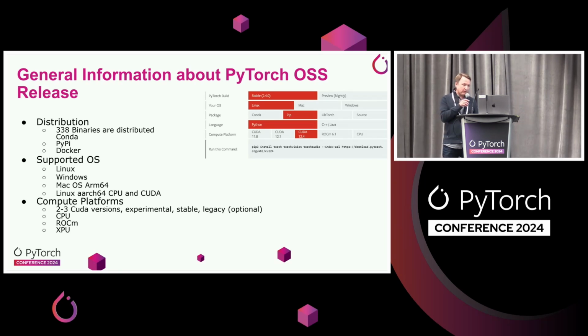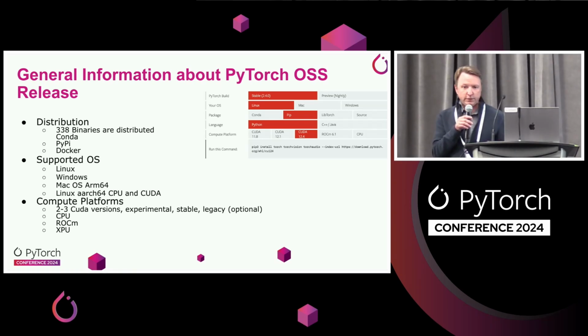So this is some general information about PyTorch OSS release. We distribute more than 300 binaries with each release on Conda, PyPI, and Docker. We support Linux, Windows, macOS on ARM64, and Linux x86 CPU and Linux x86 CUDA builds. And the compute platforms are CUDA, usually 2 or 3 CUDA versions: one experimental, stable, and the legacy. Legacy is optional. CPU, ROCm, and XPU builds, which are Intel XPU, currently in the prototype stage.